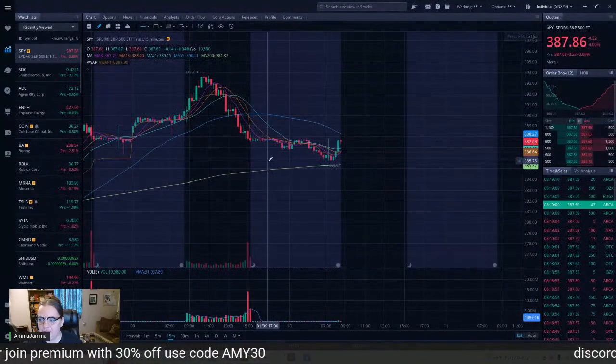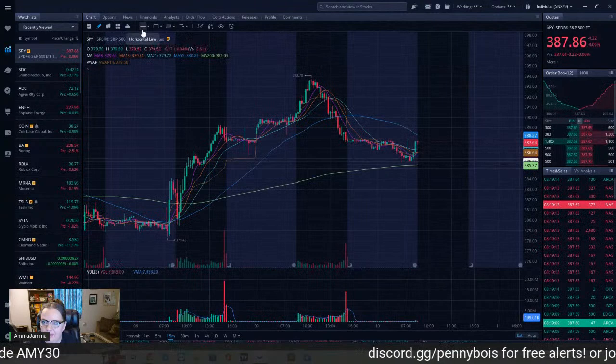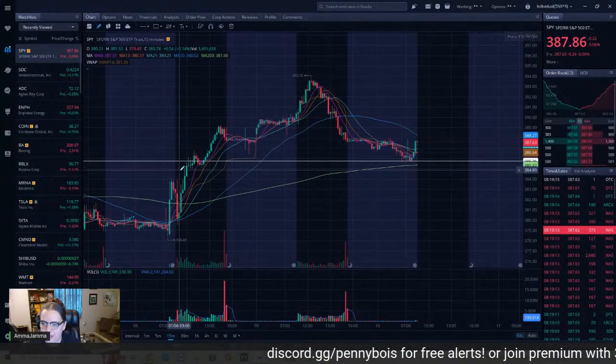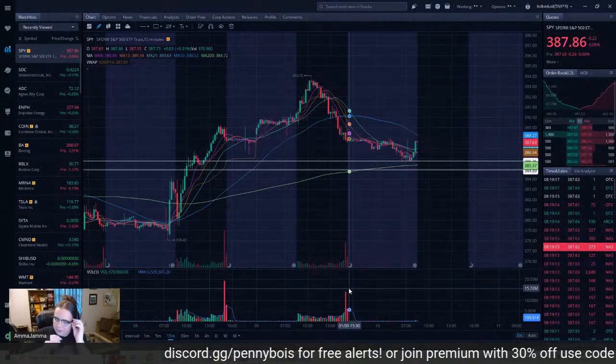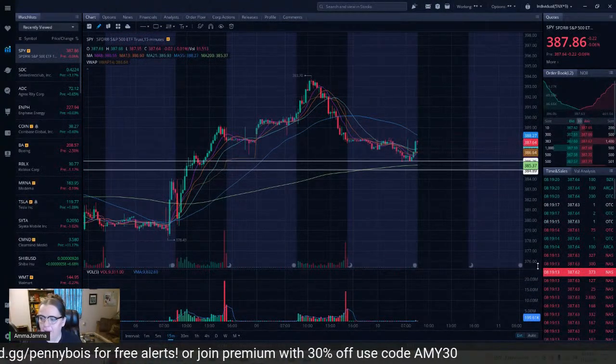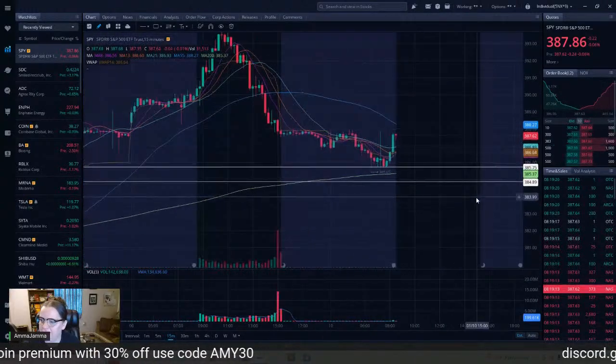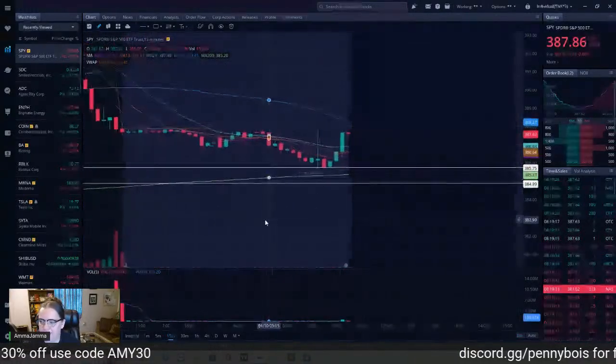That tells me if we lose this area and we lose it with authority, and then on top of that, we come down and lose this level right here, which would be that 384.89 type area, that would be where I'm pretty bearish. We're at 387.64 right now. That's quite a sell-off right there.